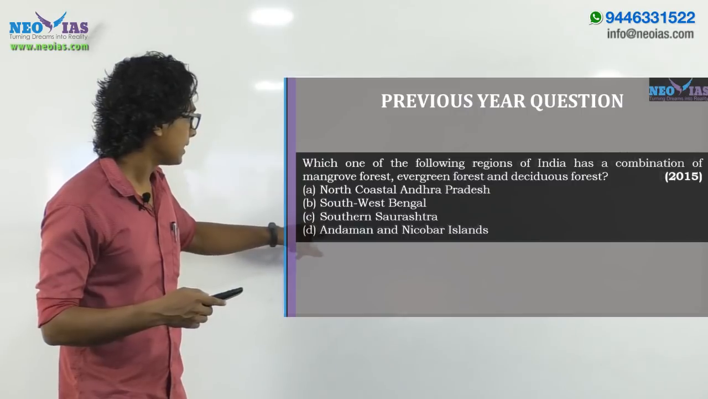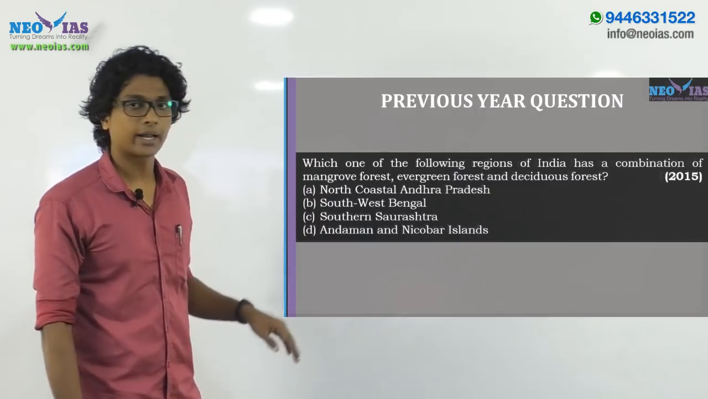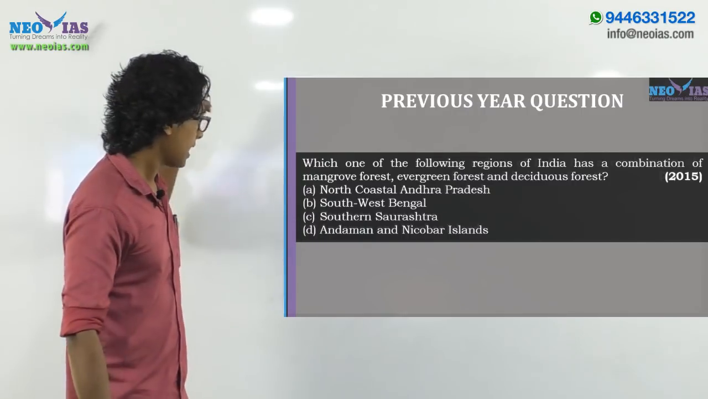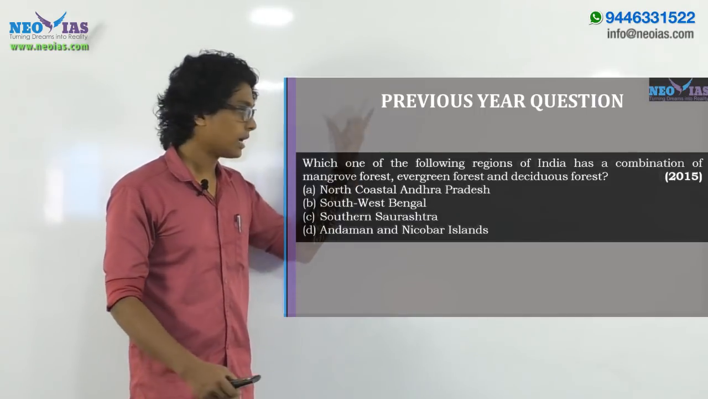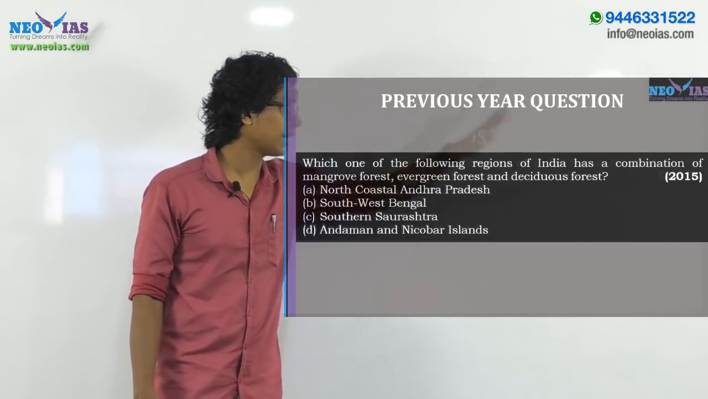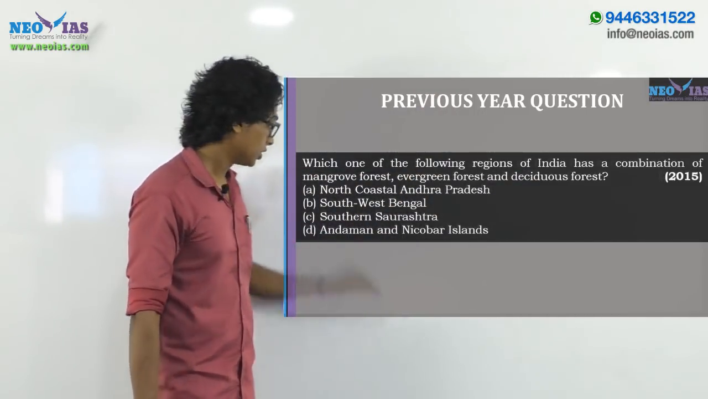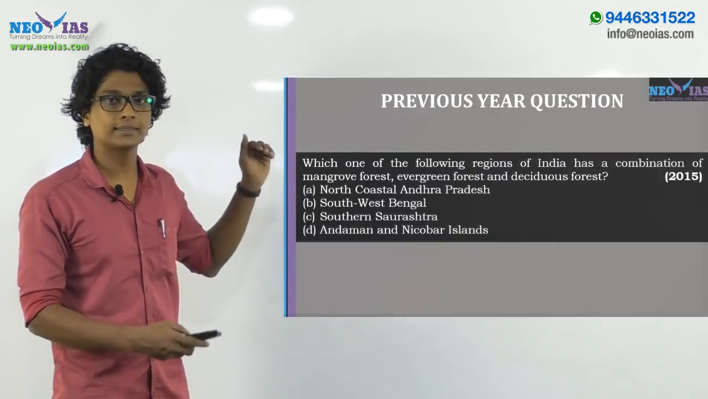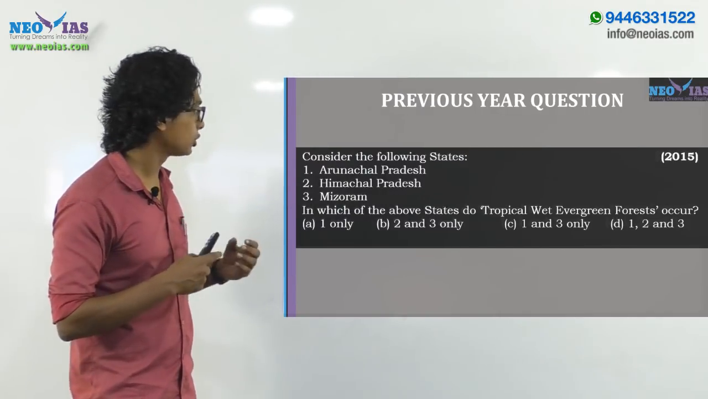So in the last option, right, Andaman and Nicobar Islands. In Andaman and Nicobar Islands, we are having these mangrove forests, plus we are having the evergreen forest as well as the deciduous forest. So the answer for this question comes out as D. The next previous year question.